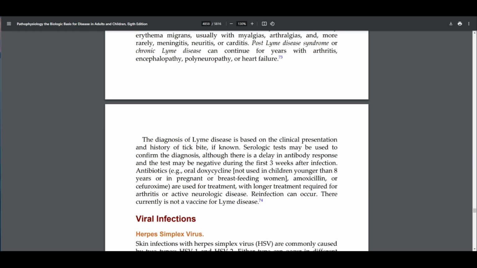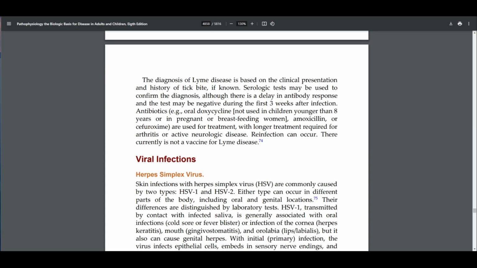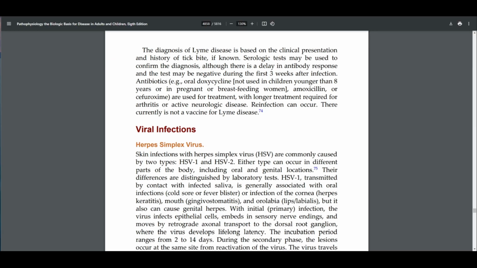The diagnosis of Lyme's disease is based on the clinical presentation and history of tick bite, if known. Serologic tests may be used to confirm the diagnosis, although there is a delay in antibody response, and the test may be negative during the first 3 weeks after infection. Antibiotics, amoxicillin, are used for treatment, with longer treatment required for arthritis or active neurologic disease. Reinfection can occur. There currently is not a vaccine for Lyme's disease.